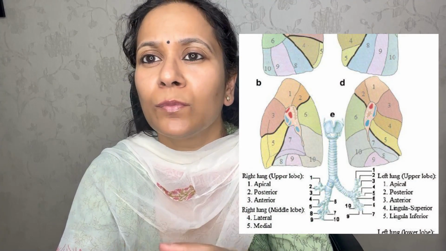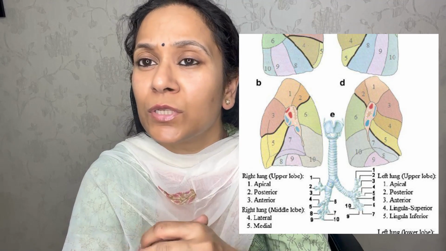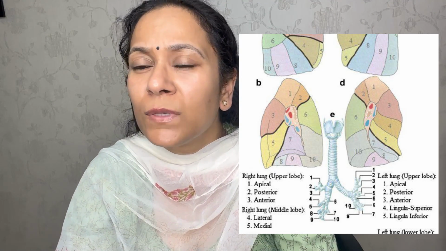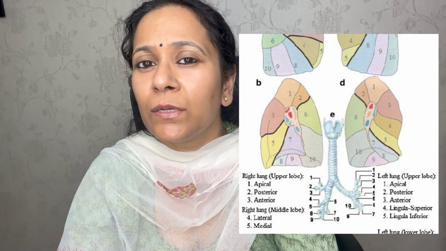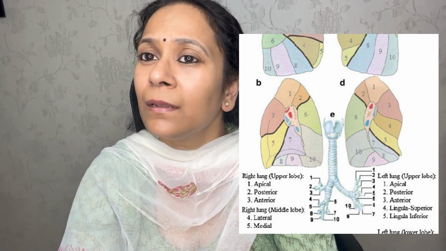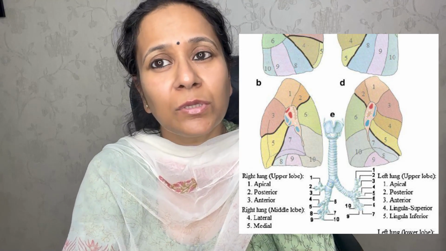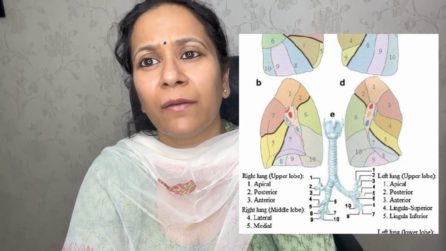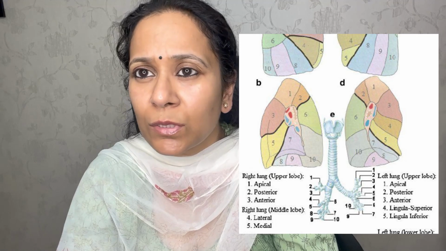How do we name them? On the right side, we have three lobes. The upper lobe will have three bronchopulmonary segments: the apical, anterior, posterior. Then the middle lobe is divided into medial and lateral. Then the lower lobe is divided into the superior, then on the base, anterior basal, lateral basal, posterior basal. Once you see it from the medial surface, then there is medial basal also.